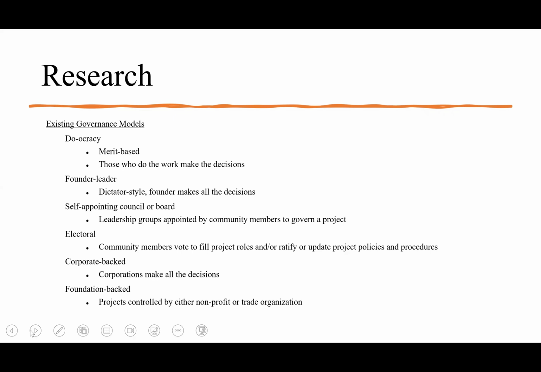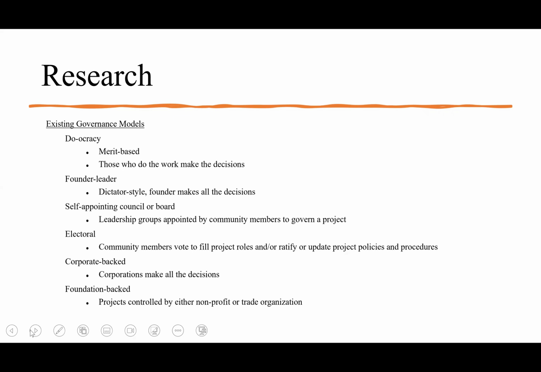This is a dictator style governance model where the person who founded the project is the one who makes all the decisions related to it. And the third model is the self-appointing council or board model. Under this model, members of leader groups are appointed by community members allowed to govern a project.